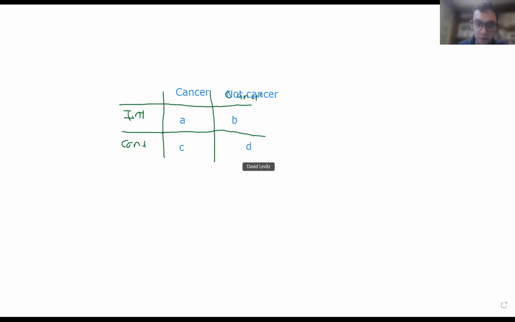If you want a relative risk, it would be A over A plus B. In other words, it's the amount of people with the intervention who develop cancer divided by the total amount of people who experience cigarettes. That's like a probability. You divide that by the amount of people in the control group who develop cancer divided by the number of people in the control group. You then take this number and you put it over this number.